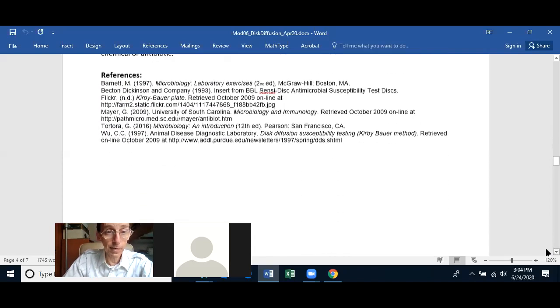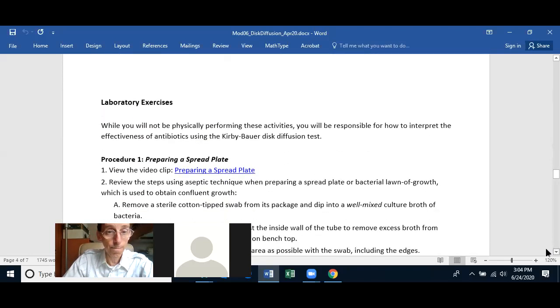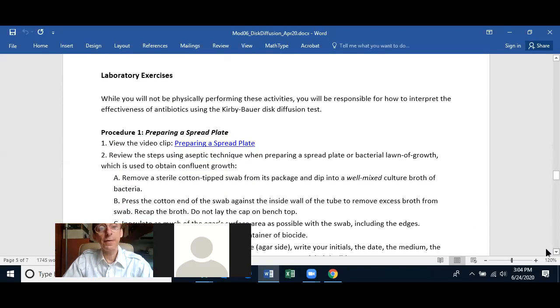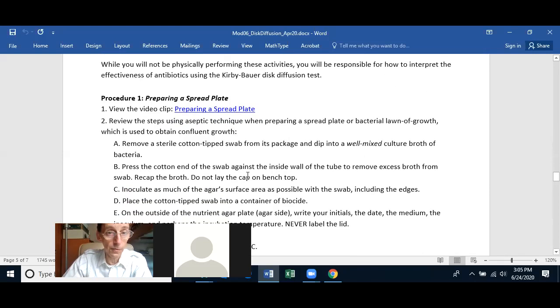All right, any questions about this lab material? So go ahead and do the lab. You're not going to physically perform any of these activities, but you should know how to interpret the effectiveness of antibiotics using the Kirby-Bauer disc diffusion test. You're going to watch a video on preparing a spread plate for use with the Kirby-Bauer test, and then review the steps for using aseptic technique for making a lawn of bacterial growth.